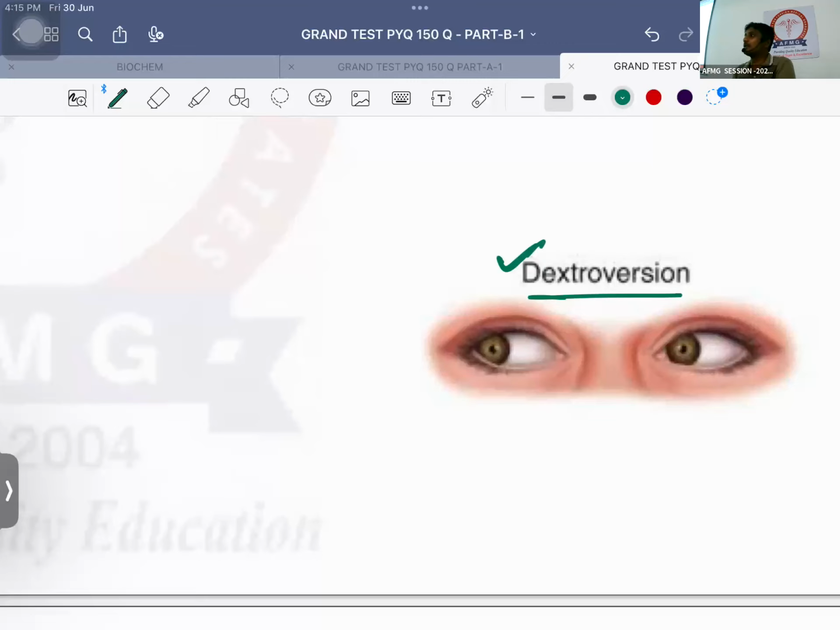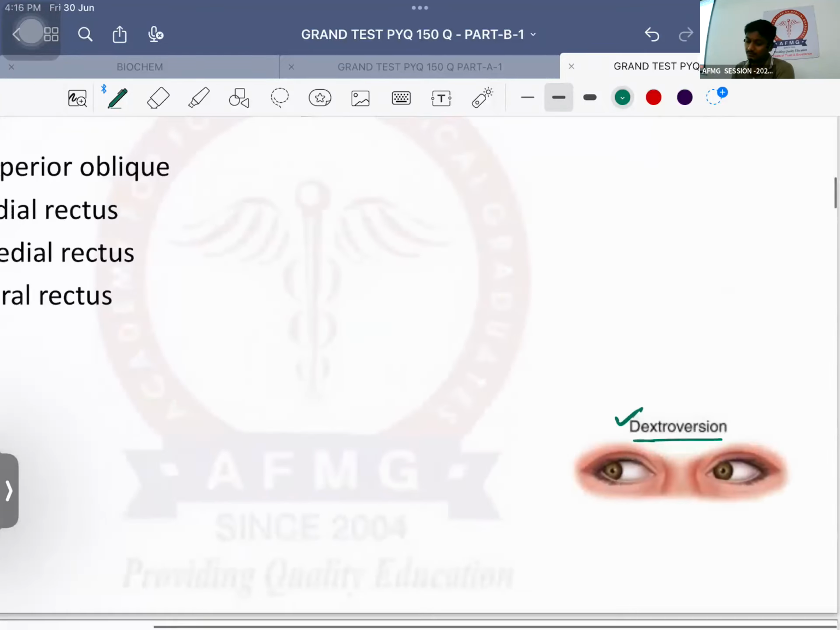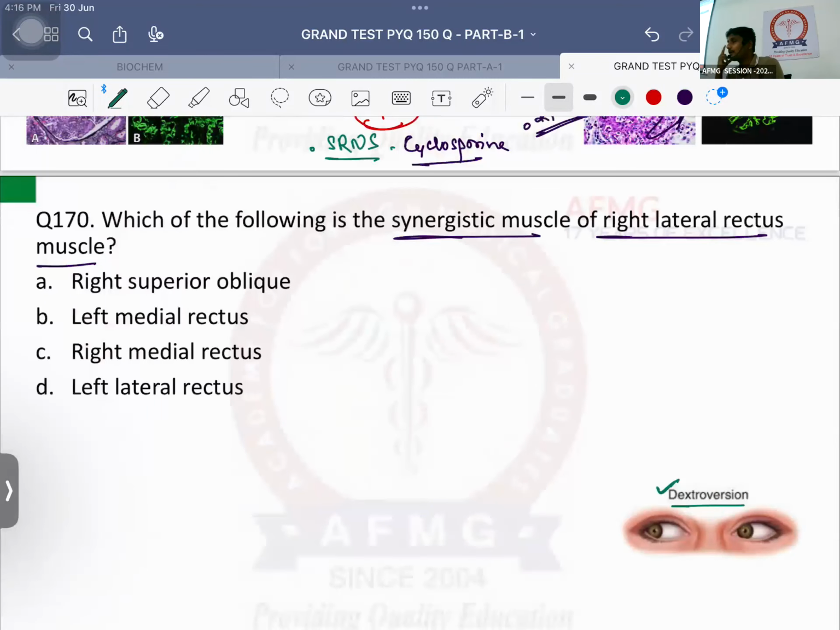Now, dextroversion has to be done. What is dextroversion? That is looking towards my right side. So for that, which muscle should contract? Right lateral rectus. My right lateral rectus should contract, right? For that, which muscle should be synergistic? Left medial rectus. Because if I have to turn both eyes to the right side, which muscle on this side should contract? Right lateral rectus. And on this side, left medial rectus. So the synergistic muscle will be left medial rectus.